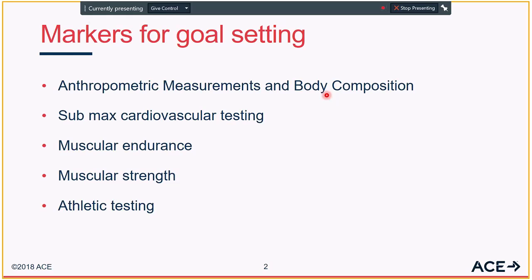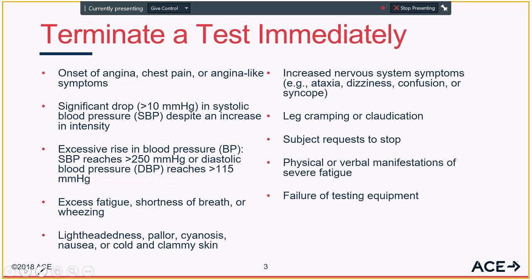So with all these assessments, we're just looking to improve and set goals, and assessments are a great starting point. Get to the next slide.